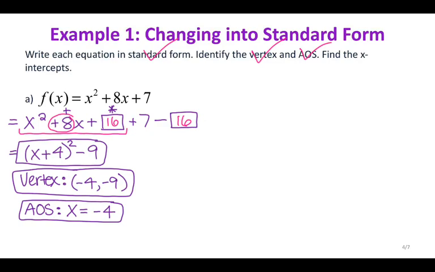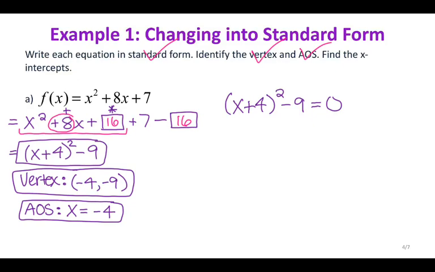In order to do that, I'm going to take my equation in standard form, the x plus 4 quantity squared minus 9, and I'm going to set it equal to 0. The reason I'm setting it equal to 0 is that your x-intercepts are where your graph crosses the x-axis, and that is when your y-coordinates are 0. That's also why they're called zeros, because you set them equal to 0.